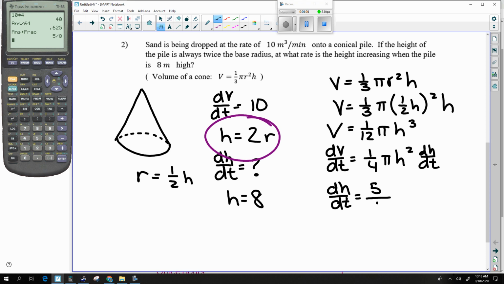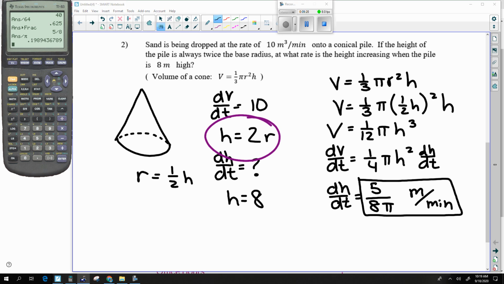so my dh/dt is going to be equal to 5/8 pi. The top is a height, which is meters. The denominator is time, which is minutes. So again, if I divide this by pi and get an actual number, this is the same thing as saying 0.1989.